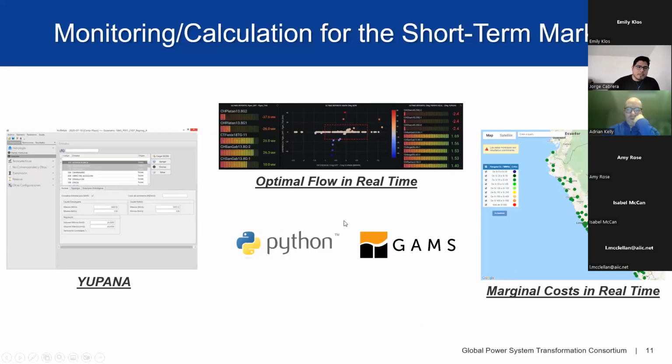And for the monitoring and calculation for the short-term market, this is a very special issue for COES in real time, because our market is based on marginal cost, but this cost is calculated in real time with real data and some specific models, some economic model for each power plant. So this begins with Jupana, which is an economic dispatch model based on vendor code, which was deployed in COES 3 years ago. We have the optimal power flow in real time and the marginal cost in real time that you can see on our website.